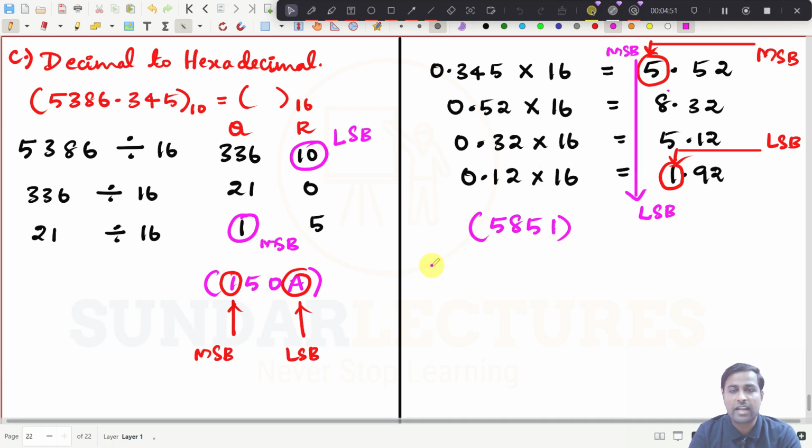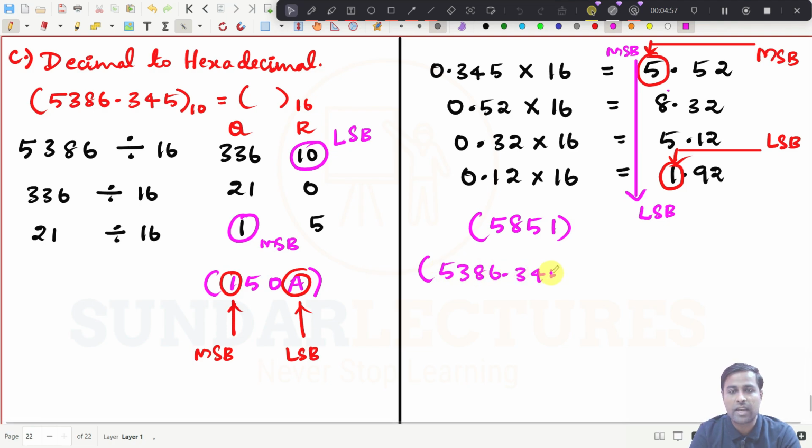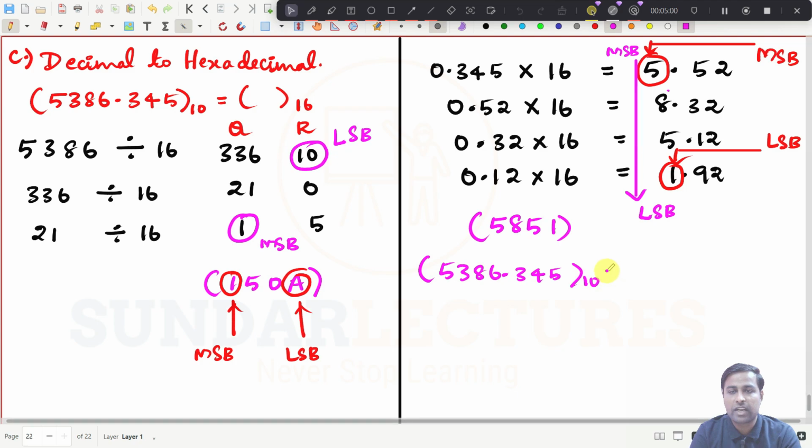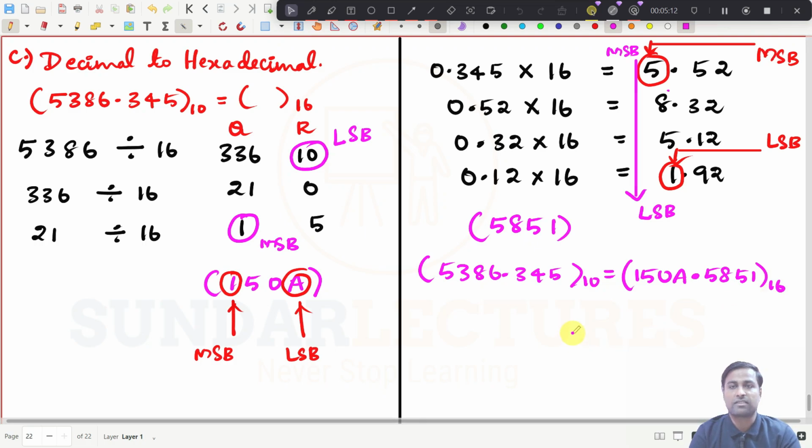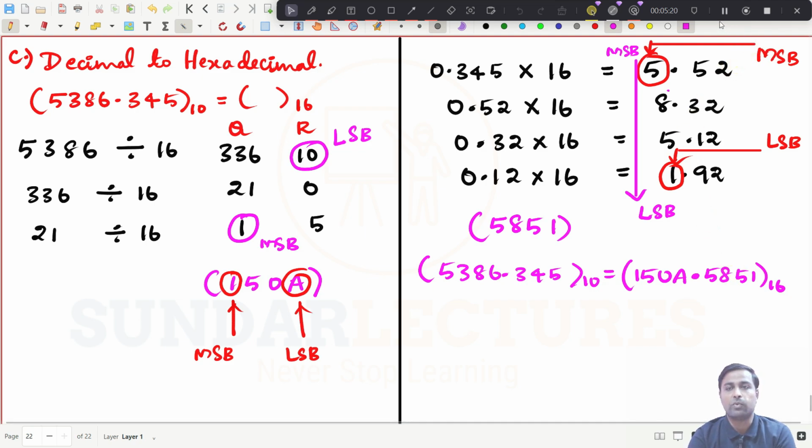So now what is the final answer? What is the final answer? 5386.345 at the base of 10 can be written as what? 150A, the integer part, point this value 5851 at the base of 16. So we have converted the decimal value into the equivalent hexadecimal value.